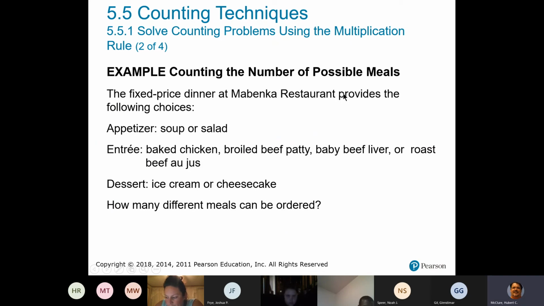A fixed price dinner at a restaurant provides the following choices. You can have a soup or a salad. You can have a meat, and I assume they're going to put some vegetables with it, but I guess that's standard. And then an ice cream dessert or a cheesecake dessert. And the question asks, how many different meals can be ordered? Now I want you to put on this one basic multiplying. So you've got soup or salad.